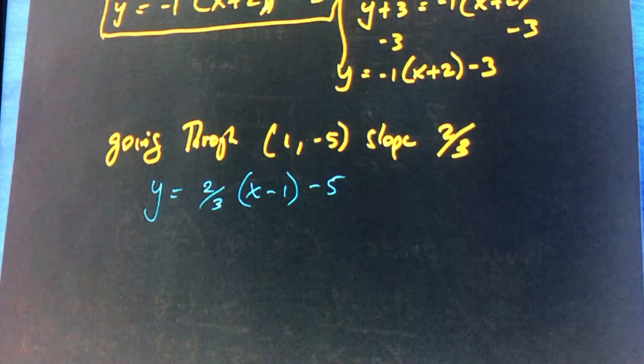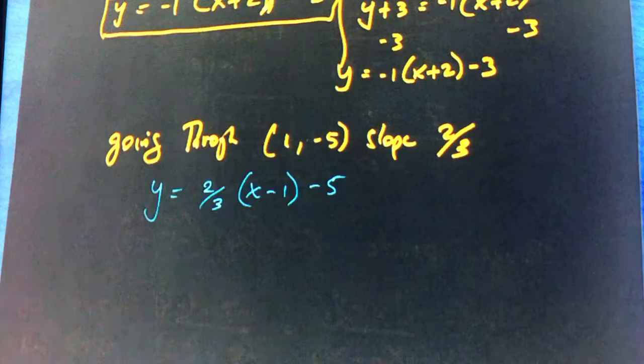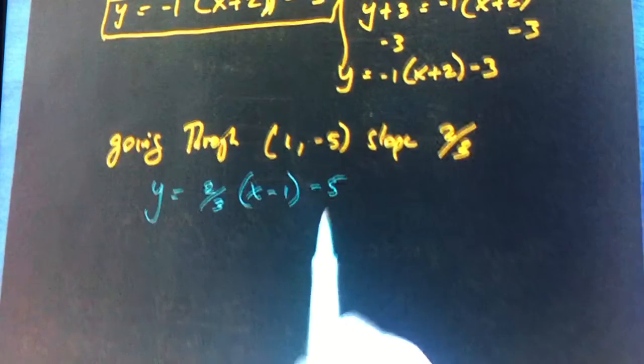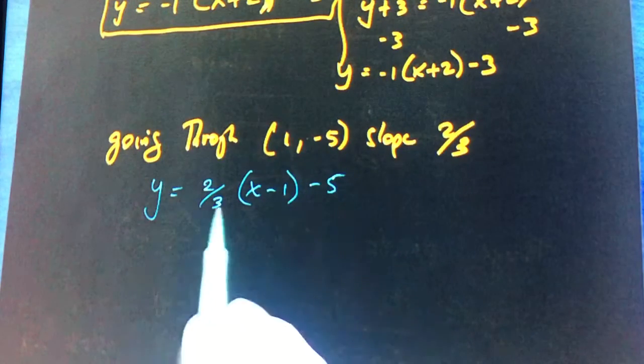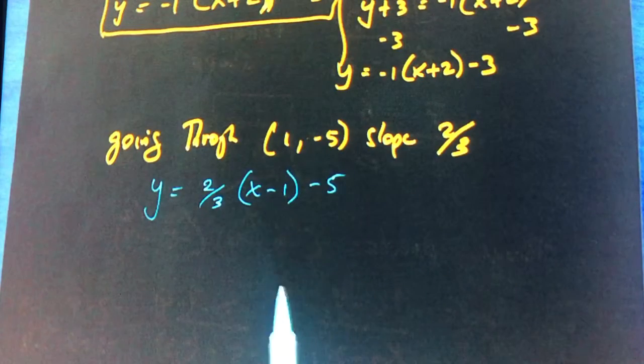So again, the first coordinate, 1, changes sign to negative, and the second coordinate, being negative, is not going to change, and it's going to remain negative. So this is what happens, and this, of course, is the slope. That's the point slope form in the function format.